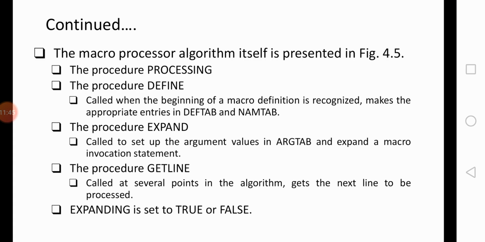Then again, the macro processor algorithm itself is presented in the figure. The procedure PROCESSLINE calls DEFINE when the beginning of a macro definition is recognized. It makes the appropriate entries in the definition table and the name table. As I told, according to the previous figure, with the name table we define the information about whatever subfunction we used, and that will be stored in the definition table with the help of the name table and the pointer symbols. The procedure EXPAND is called to set up the argument values in the argument table and expand a macro invocation statement.